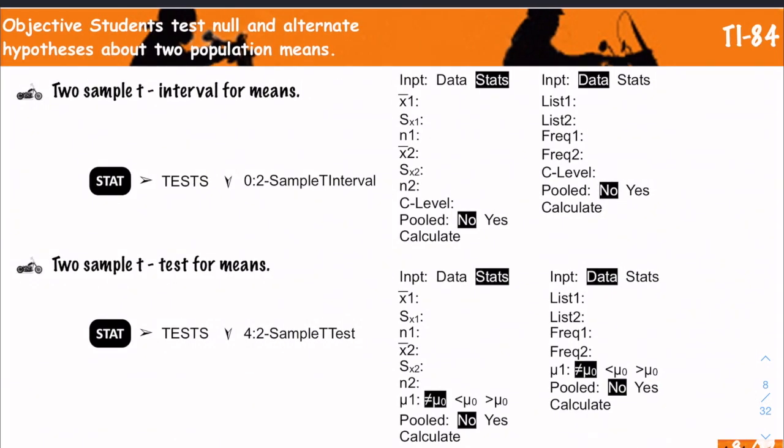This is what it's going to look like on our calculator. Hopefully you get a lot of practice. So for a 2-sample t interval, you either have stats or you have data. Same thing for testing, 2-sample t-test for means. We either have our stats, so we use the statistics given, or we use the data that we're given.